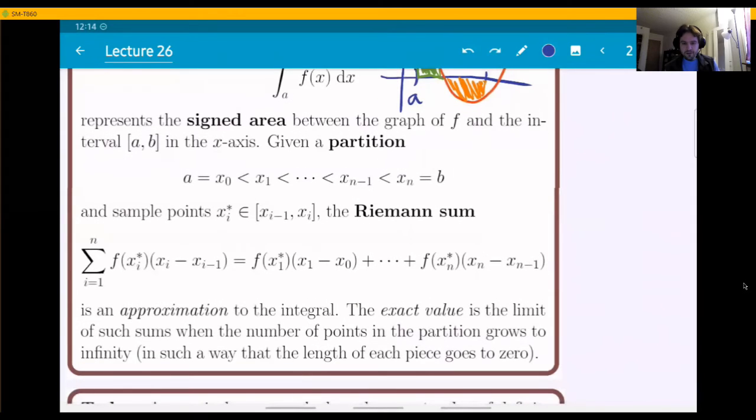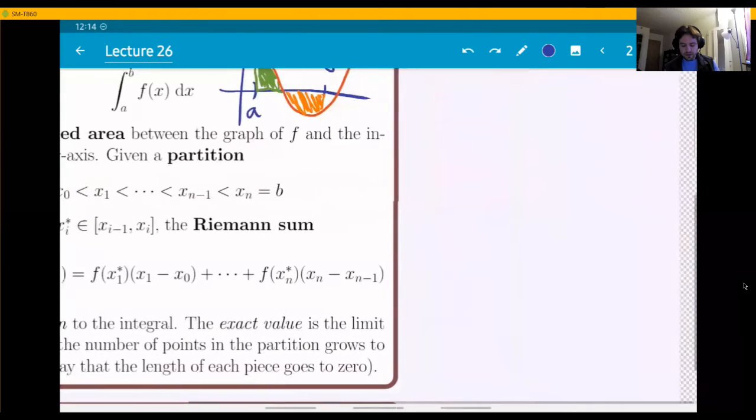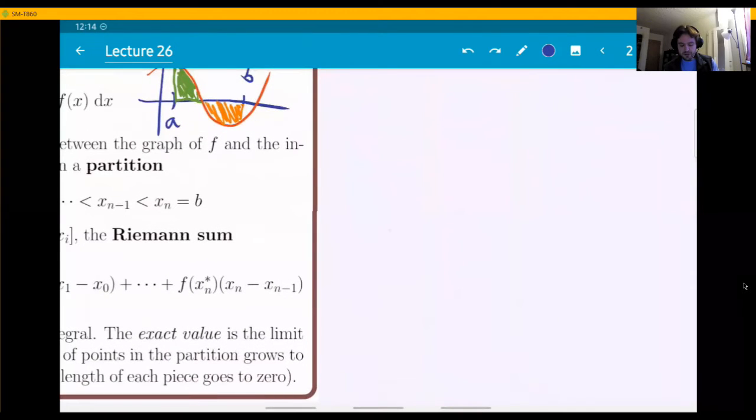You can get the exact value by definition by looking at limits of such sums, which is something that I'm going to discuss during recitation this week. But the idea should be clear. We already discussed at least the Riemann sum. All that's left to do is discuss the limits of Riemann sums.